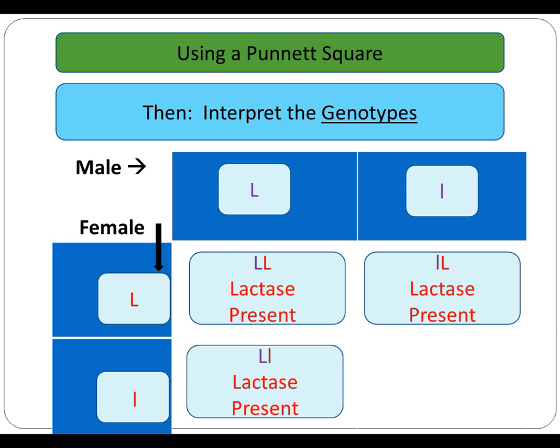And in the last box, we have two recessive alleles, so we would call this homozygous recessive, and lactase is not present. And so if that child is born, they would be considered to be lactose intolerant.